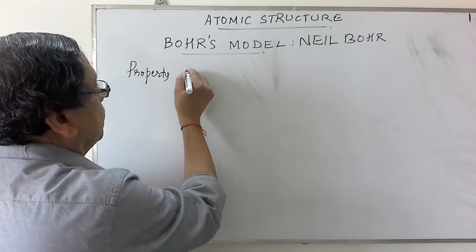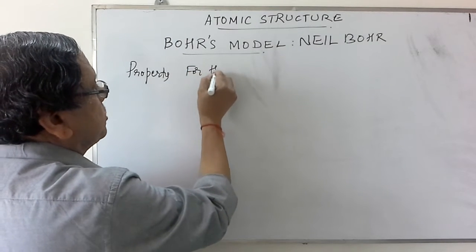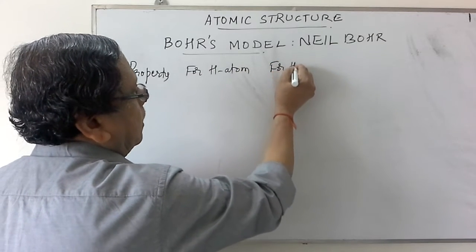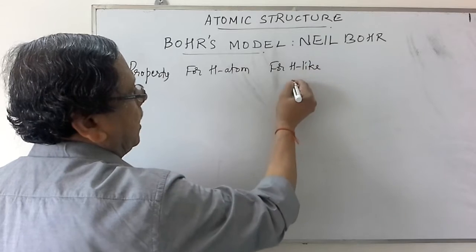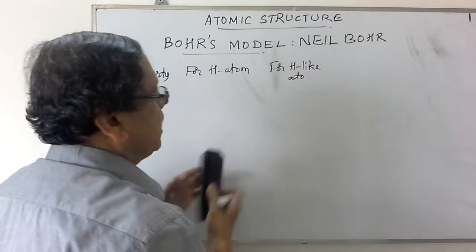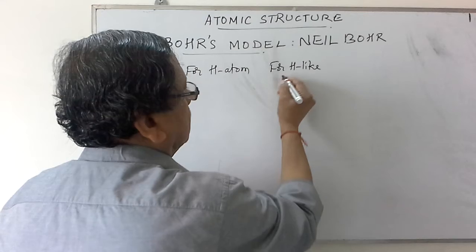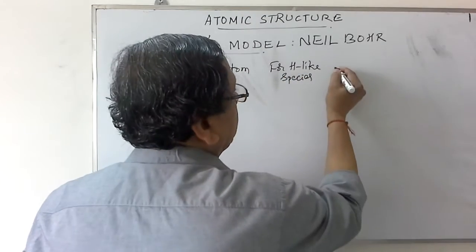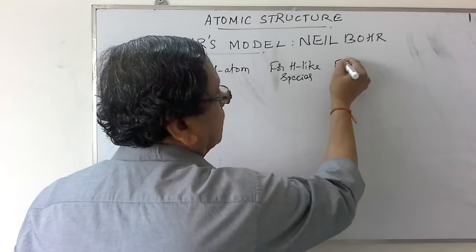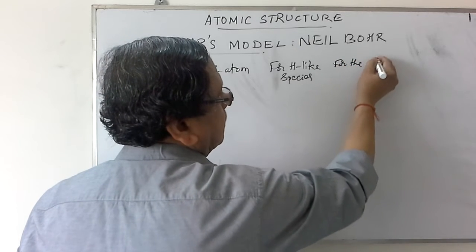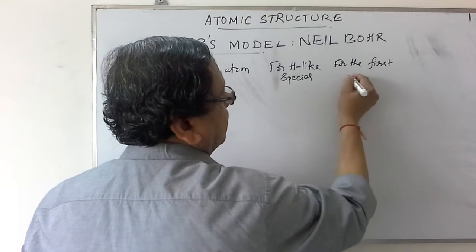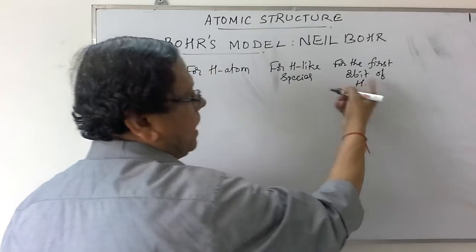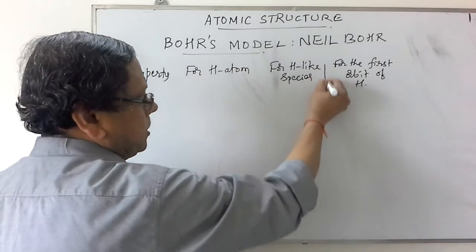This is for the hydrogen atom, for hydrogen-like atom or hydrogen-like species, we can say. I will explain what is meant by hydrogen-like species afterwards. For the first orbit of hydrogen, the value for the first orbit of the hydrogen.